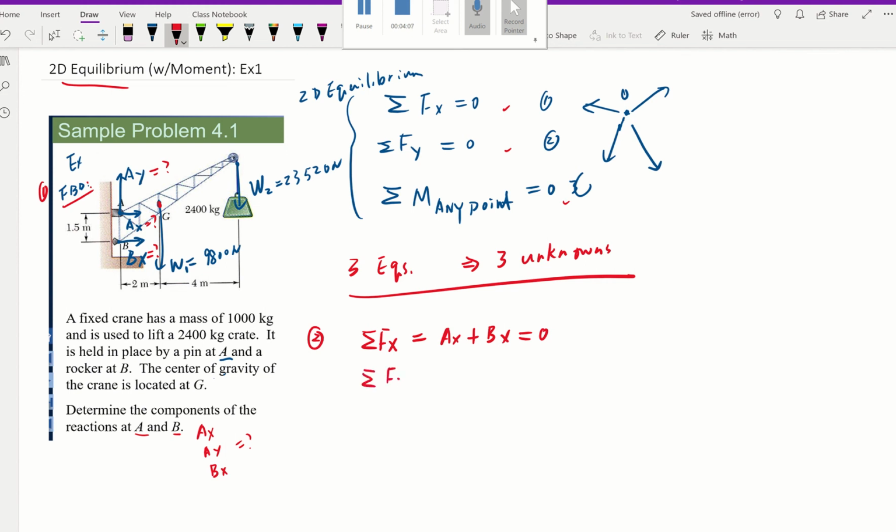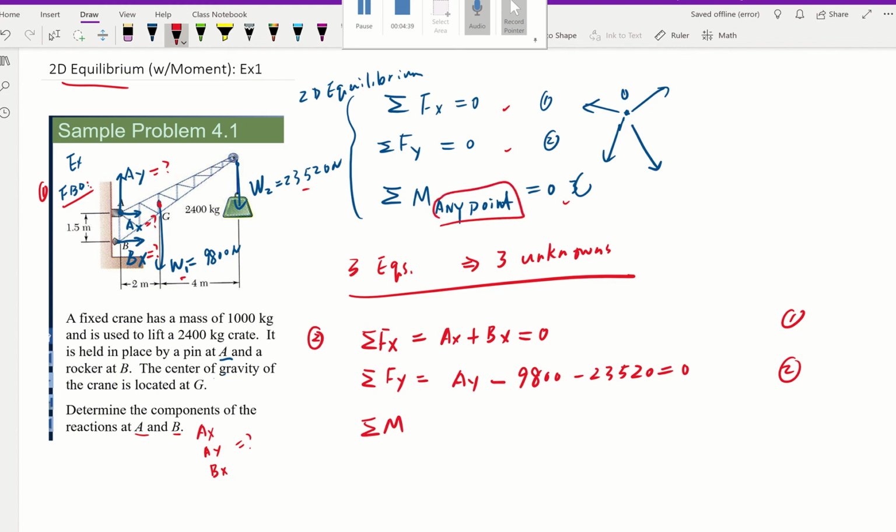Then Fy, all the forces in y. We notice AY is going up, so it's positive. Then we also have the weight of the crane going downward, so it's minus 9,800. We also have the weight of the crate going downward, 23,520. That equals 0. So we'll have our equation 1 and equation 2. Obviously, you can solve equation 2 here. Then we're going to do our moment. Remember, it's at any point.